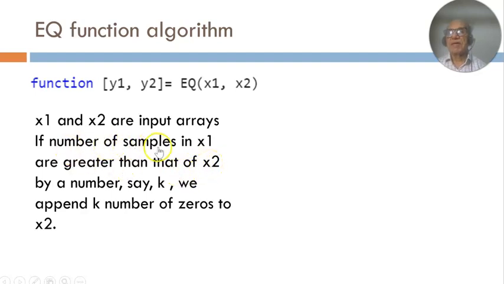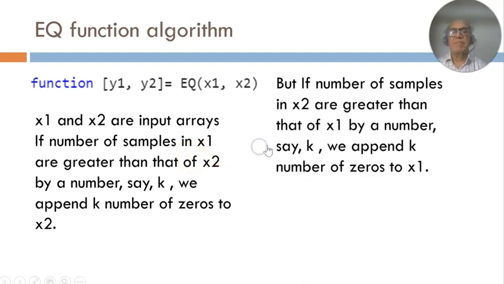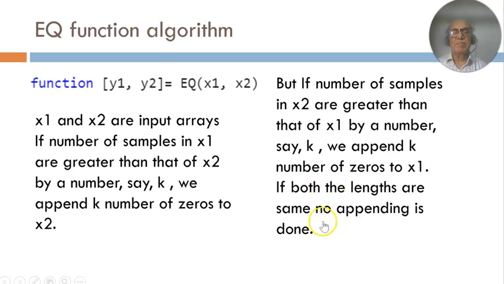If the number of samples in x1 is greater than that of x2, let's say by a number k, then we append k zeros to x2 because x2 is shorter than x1. So you elongate it so that its length is exactly equal to x1. But it may be that the number of samples in x2 is greater than that of x1, again by say k, then we append k zeros to x1. But if both lengths are the same, no appending is done.